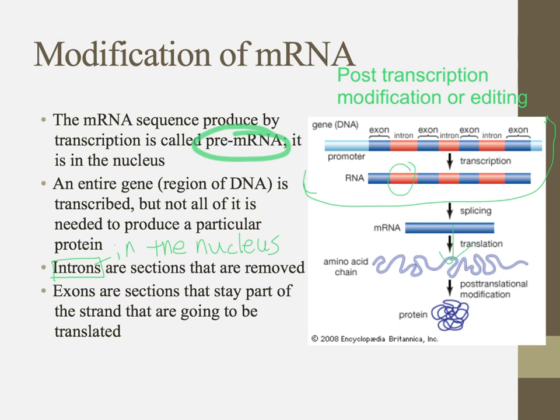Well, these introns are removed. They stay in the nucleus. They don't get to leave with the rest of the mRNA. And so then that leaves us with exons. Exons are the sections of the mRNA that stay part of the strand. Okay, so these are my keepers, and we keep them and glue them all together, and they are able to exit the nucleus, go to the ribosome, and be translated.